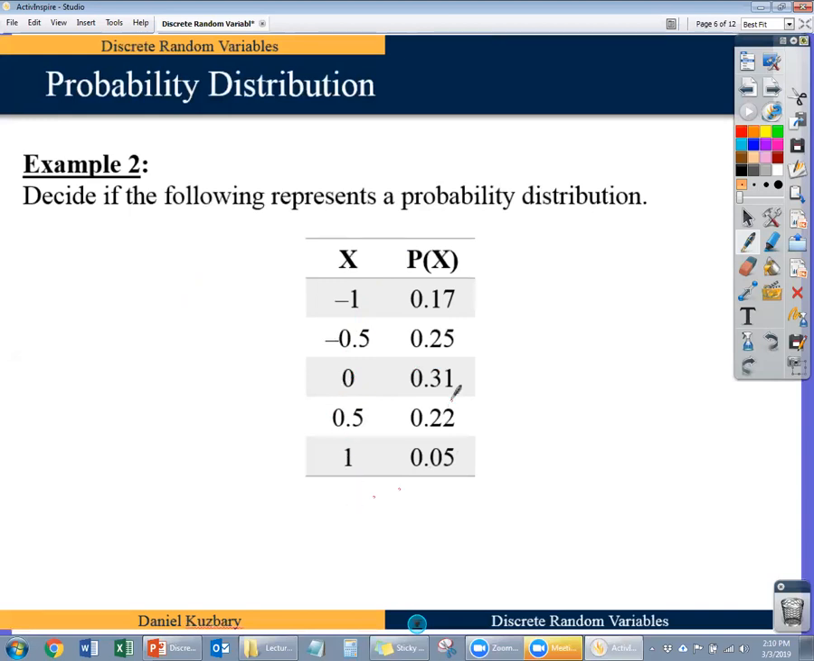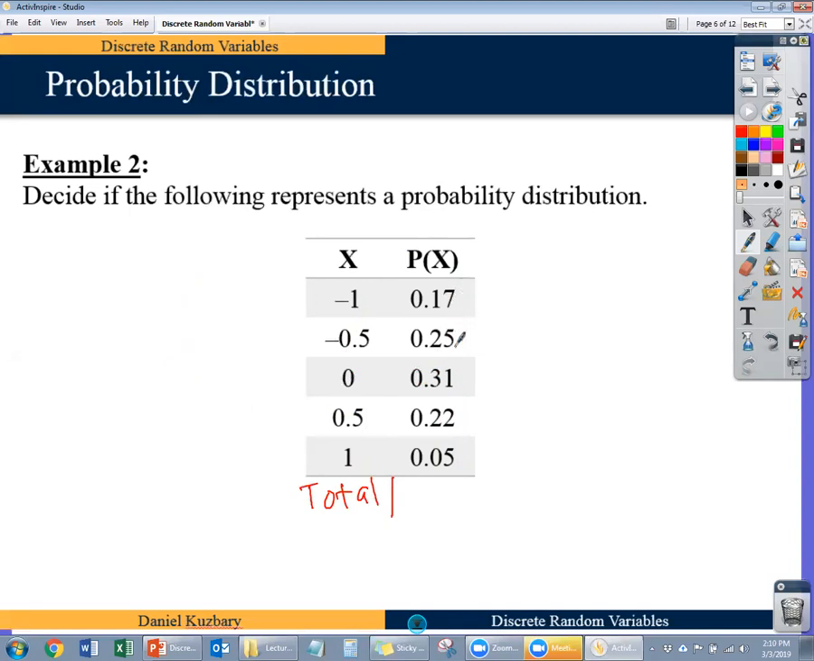So this is discrete. There's 5 outcomes. There they are. And these are the 5 probabilities. And it looks like they're all between 0 and 1, which is good. So that's the first condition. The next condition is that they all have to add up to be 1. So let's go ahead and add up these probabilities. And if they add up to be 1, then we've got a probability distribution.